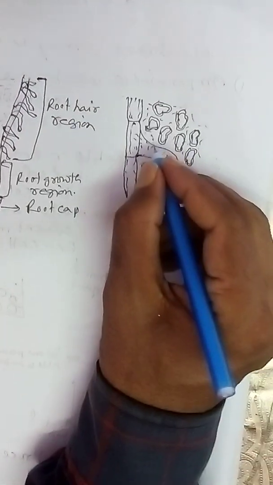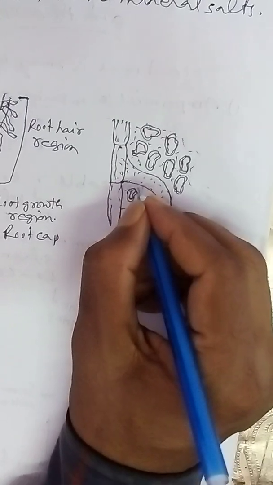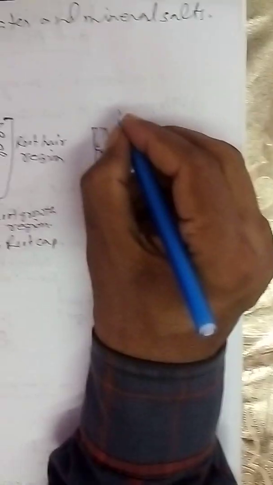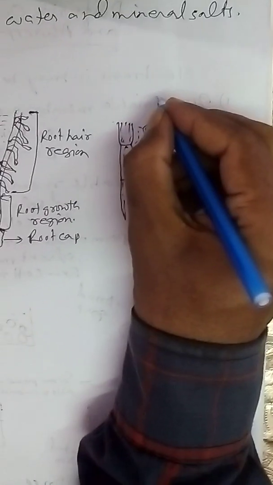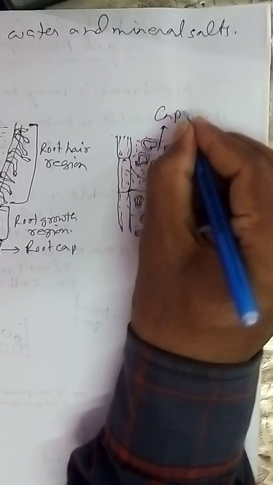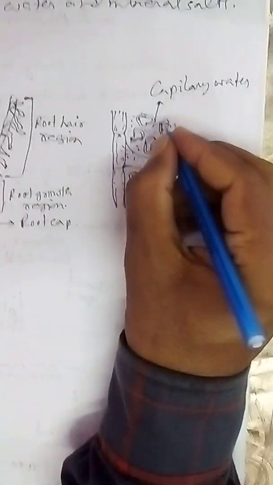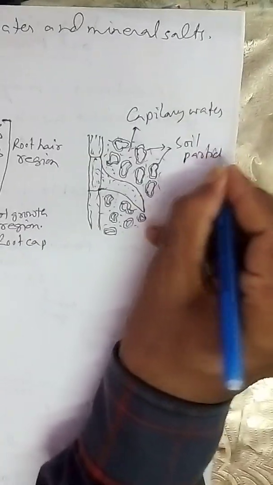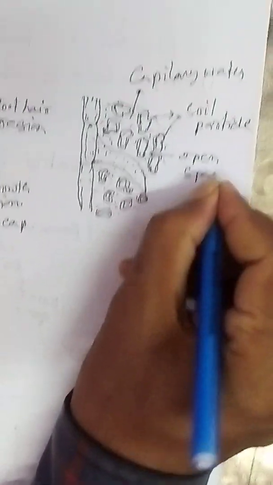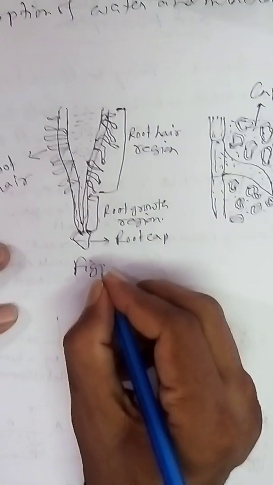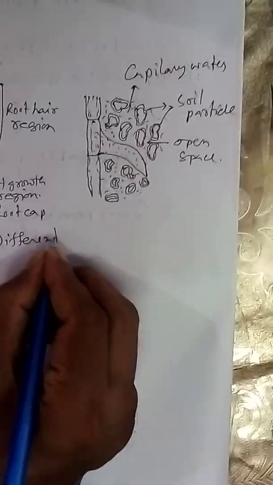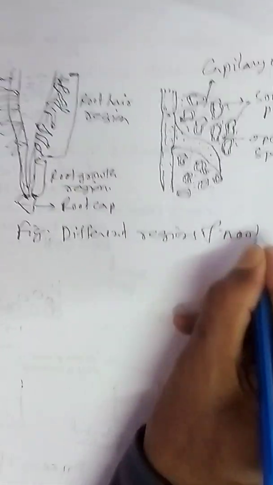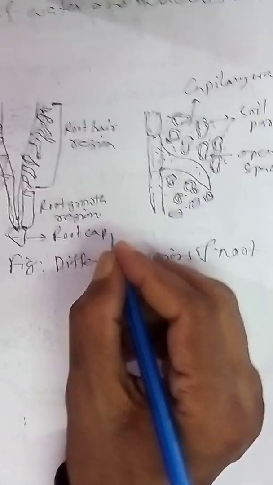Here is a figure. You see how a plant absorbs water from the soil through here. This water is called capillary water, and this is called the soil particle. This is our open space. The name of this figure is different regions of roots. So, the mechanism of water absorption of plants.